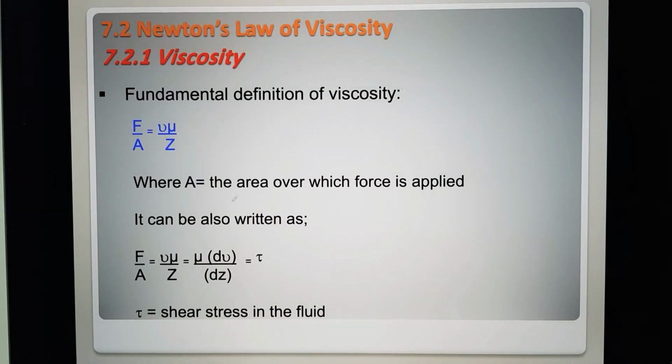Now we move on to the fundamental definition of viscosity. This one we have mentioned also just now. F over A equals V mu over Z, whereby A is the area over which a force is being applied. It can also be written as F over A equals mu dV/dz, and this equation is represented by tau. Tau is the shear stress in the fluid.